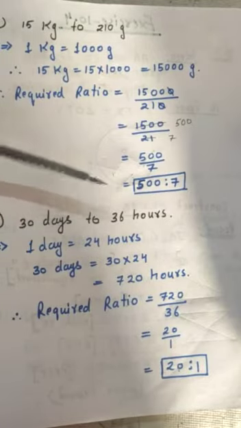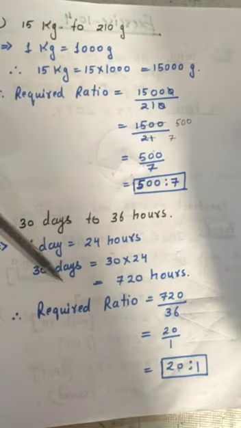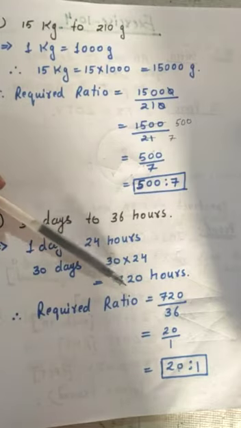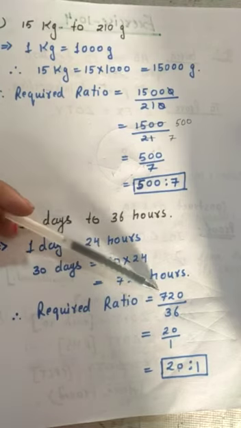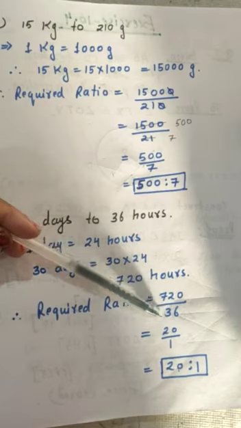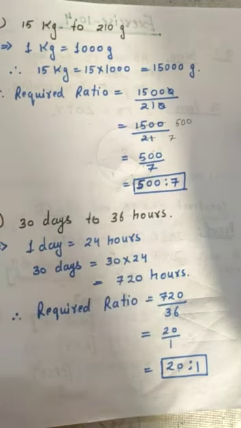Again, this is days and this is hours. 1 day is 24 hours, so 30 days will be 30 into 24, which is 720 hours. The required ratio will be 720 upon 36, which is 20 upon 1. This is in the simplest form, so the ratio is 20:1.